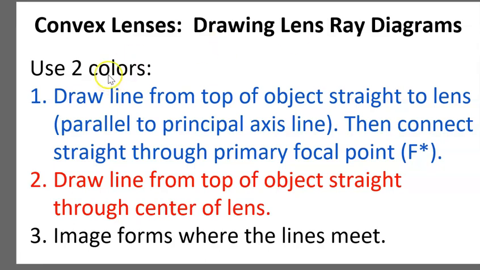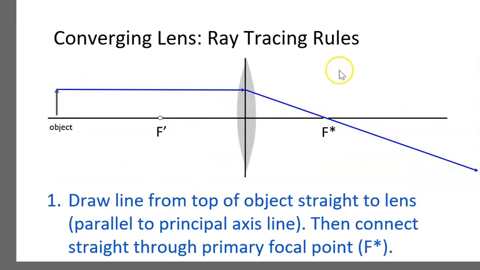It's very similar to a mirror. We're going to do convex lenses first. First, you're going to draw a line from the top of the object straight to the lens, and then you will connect it through the primary focal point F. Now, there's going to be two focal points instead of just one, like with mirrors. But you're going to connect it through the primary focal point. And you're going to draw a line from the top of the object straight through the center of the lens. And images form where they meet. So this shows that first one.